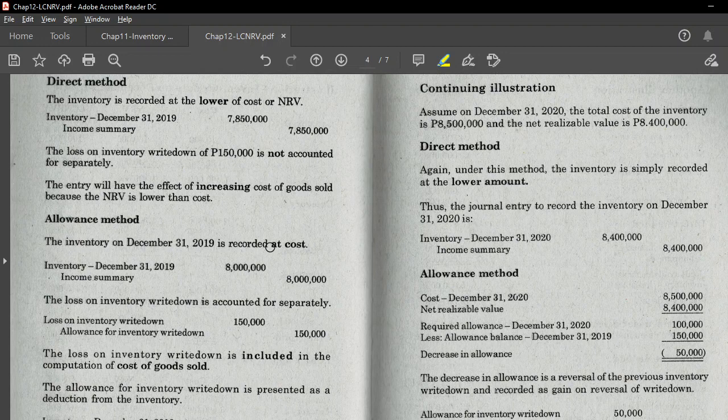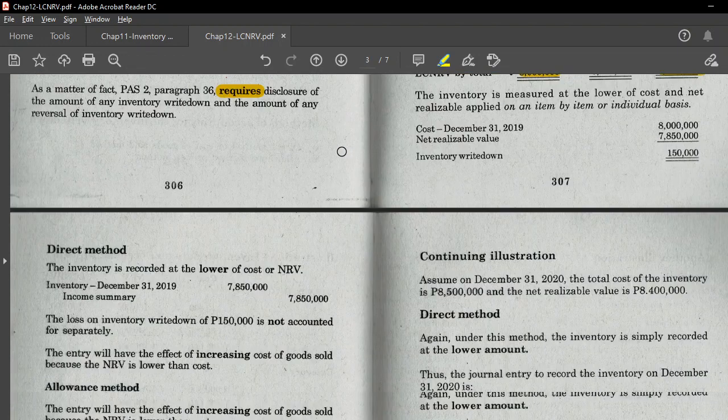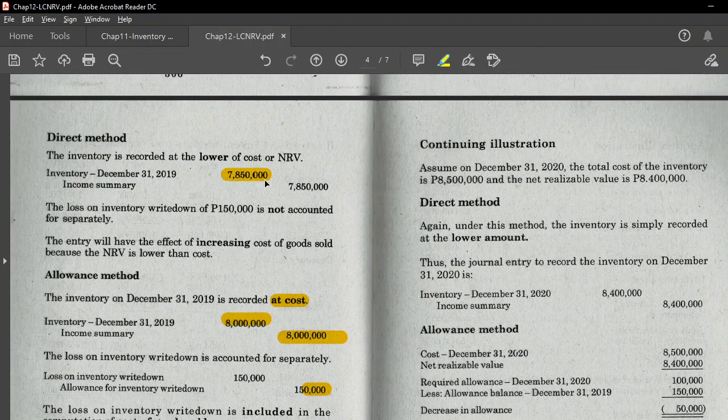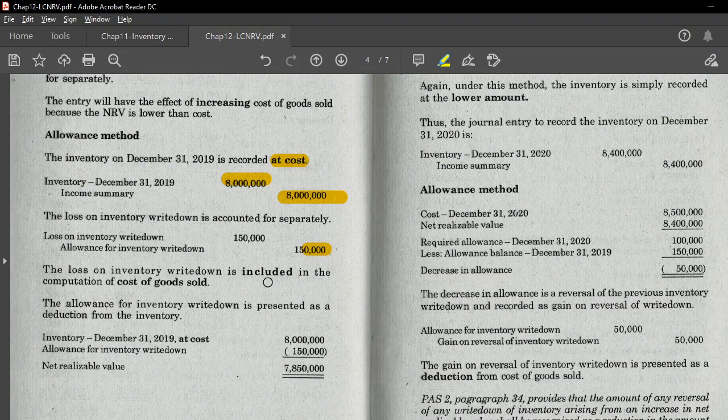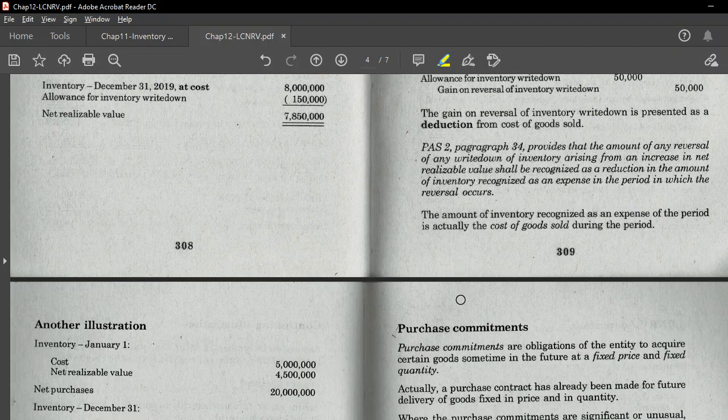Allowance method, however, at cost on December 31, so we have 8 million, and then the loss on write-down is 150. Again, the basis here is the item by item. So first, we record it at cost because this is what we usually do, right? At cost. And then we add the allowance. Here, there is no allowance, straight to LCNRV. And then, the loss on inventory write-down is included in the computation of our cost of goods sold. The cost of goods sold was not given earlier, but if you have information about the cost of goods sold, then go ahead and add the loss on inventory write-down.